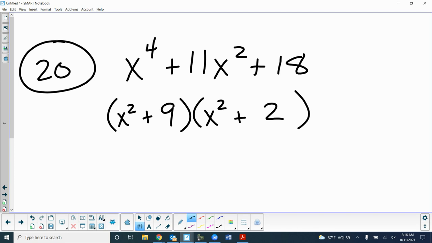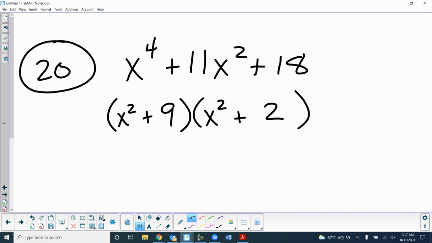Okay? So don't let the x to the fourth and x squared mess with you. Just split it in half when you put it in front there. So if it feels like x cubed, there's probably going to be an x down here where I can factor out an x as a GCF and go from there. Okay? Any other questions?